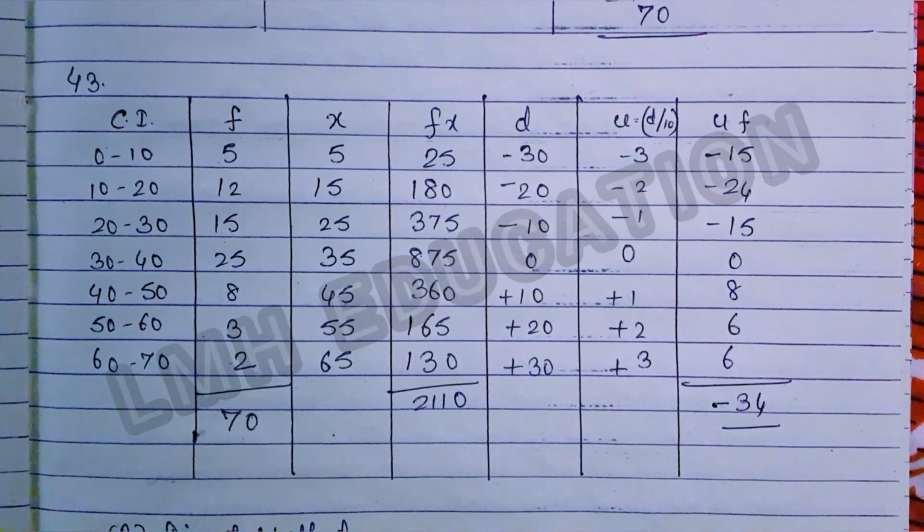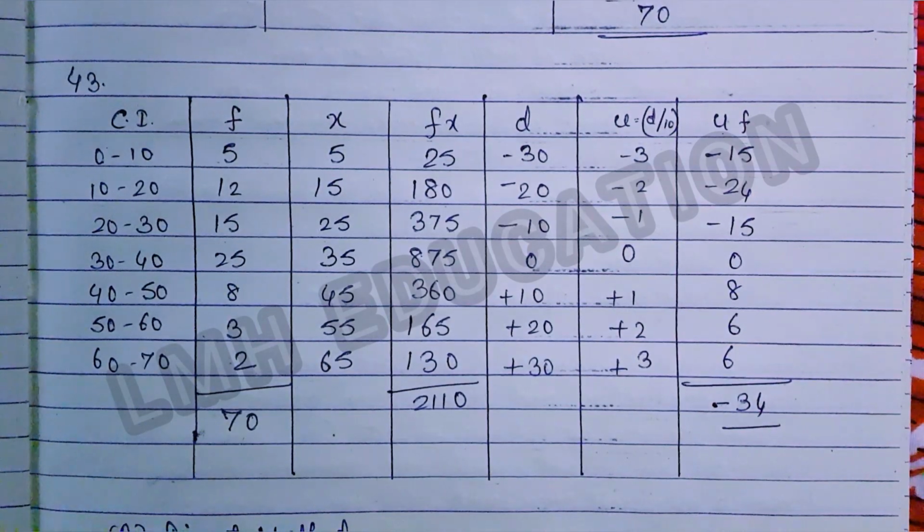Then you have to calculate u. u is obtained by dividing minus 30 by 10. That will be minus 3, minus 2, minus 1, 0, plus 1, plus 2, plus 3. Now you have to multiply the frequency with u and you will get uf, that is minus 15, minus 24, minus 15, 0, 8, 6, 6 and the total will come as minus 34.